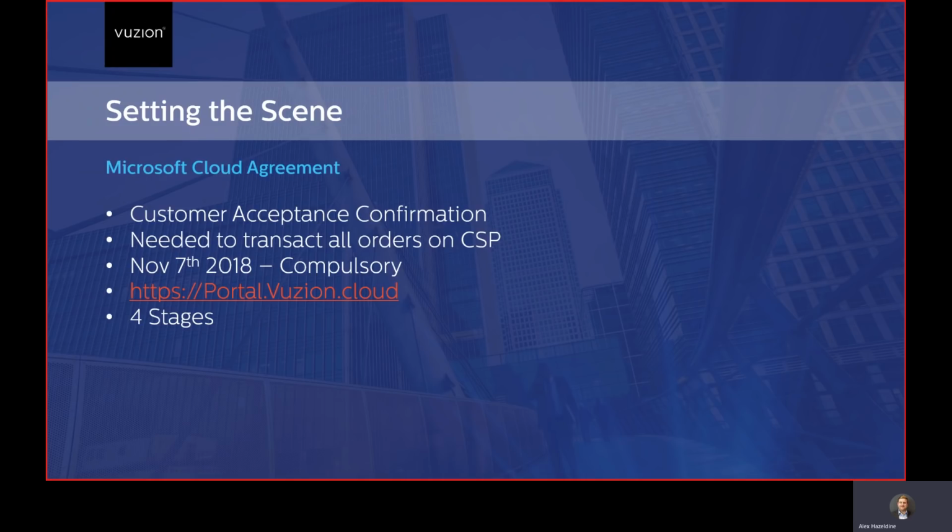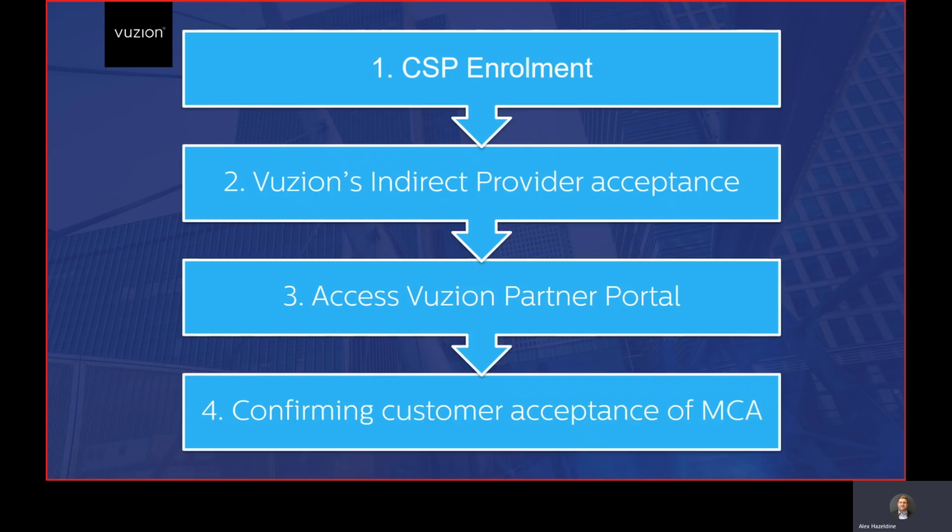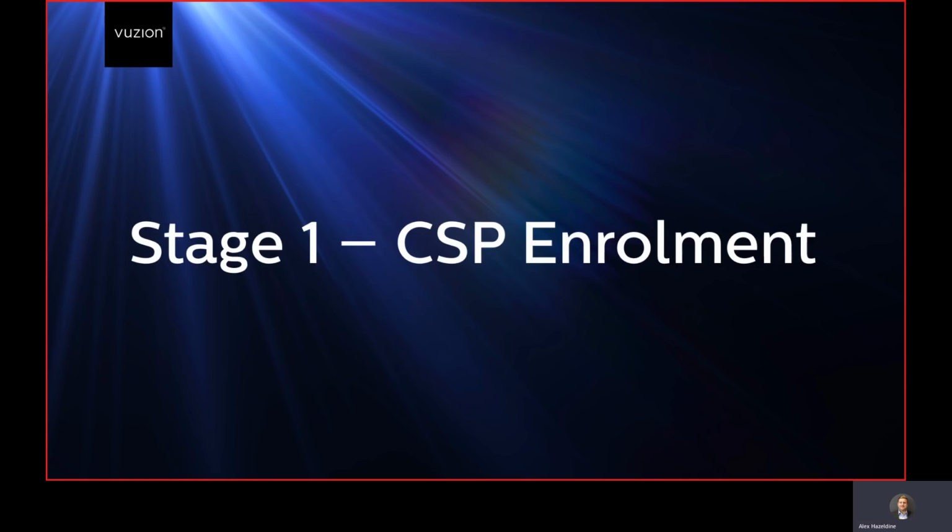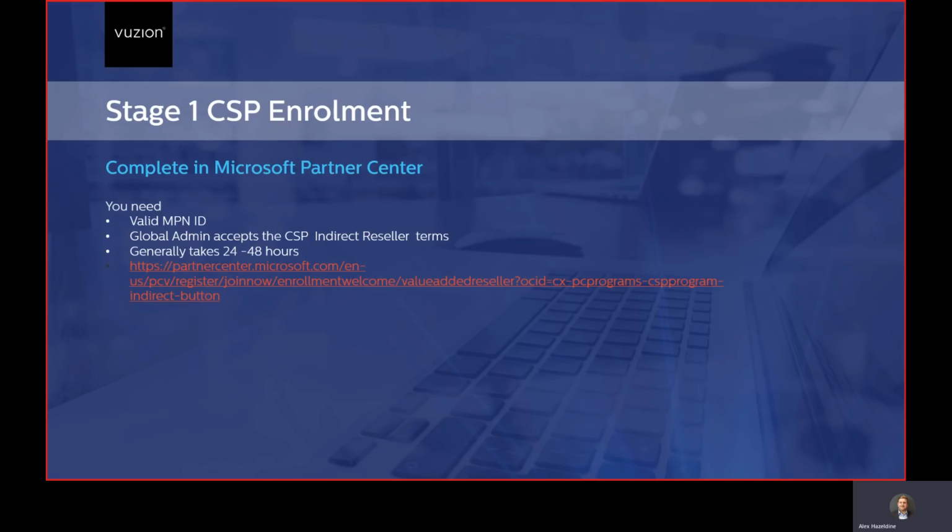The good news is that we have developed a simple and easy way for our partners to confirm that their clients have accepted the cloud agreement, which is in our new Vuzion portal. So there's 4 stages to ensure you can do this, which I'm going to cover over the next few slides. The first is to ensure that you're correctly enrolled into the CSP program. This stage is to check and or complete your CSP enrolment with us.